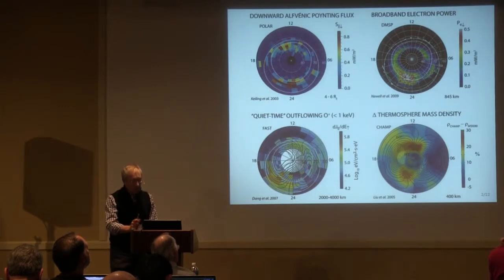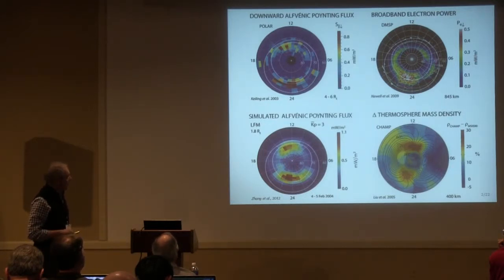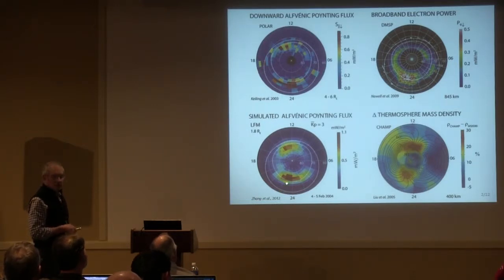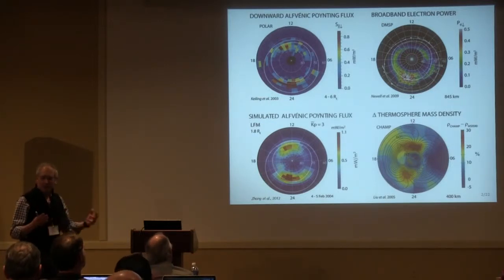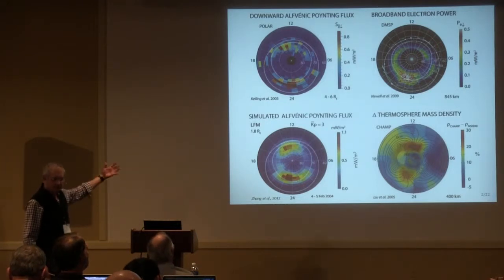One of the ways that we got onto thinking about this problem was that one of my graduate students, now a postdoc, Ben Zhang, started looking at the LFM global simulations and found, when he started averaging the results, extracting the Alfvénic Poynting flux and averaging in the same way that Keiling did from the Polar data up here, a similar pattern emerged from the global simulation. When you see that, the first thing that ought to come to everybody's mind is, okay, now we have this tool that's giving the same result, it seems.